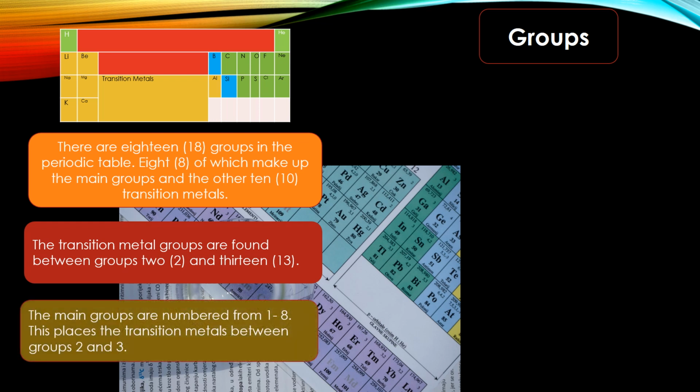Sometimes the main groups are numbered from 1 to 8. Following this numbering, the transition metals will be found between groups 2 and 3.